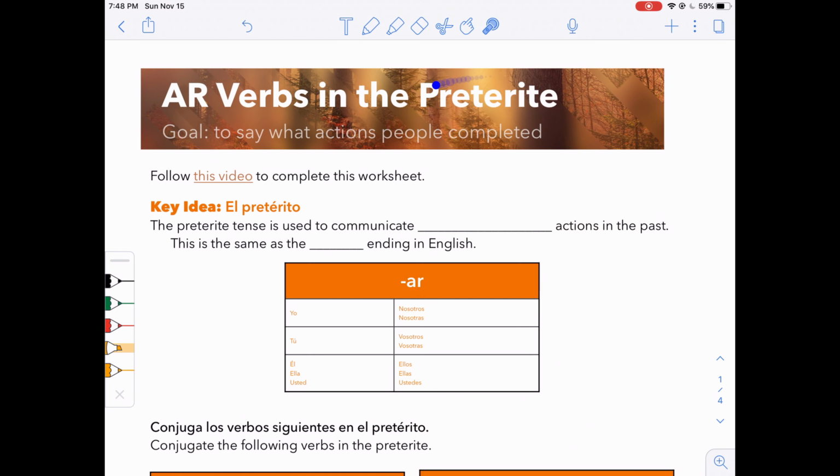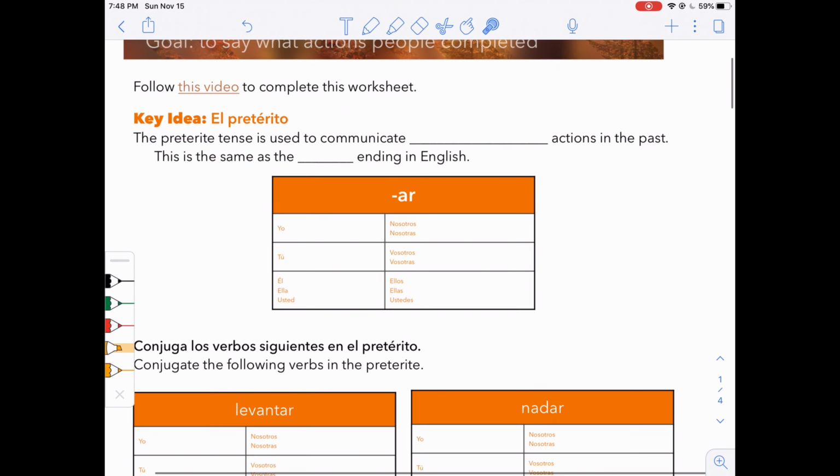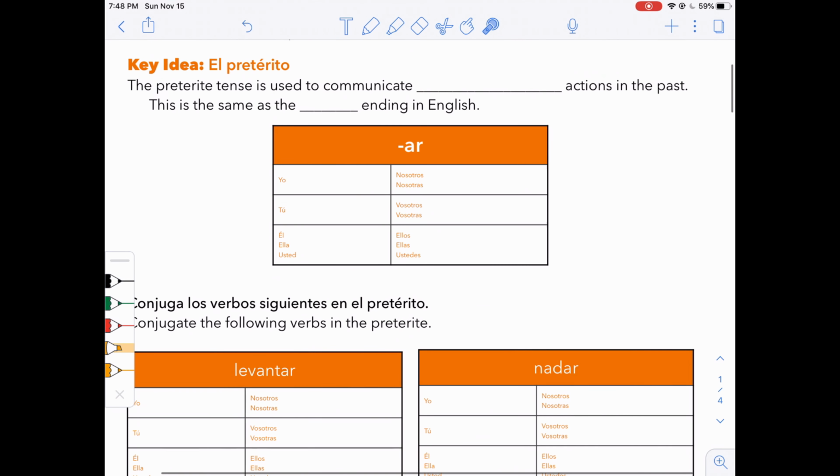Today we're going to talk about the preterite tense. Specifically, we're going to talk about AR verbs in the preterite tense. Your goal by the end of this lesson is to be able to say what actions people completed, what they did basically in the past. So our key idea of the day is that the preterite tense is used to communicate completed actions in the past. These are things that are one and done.